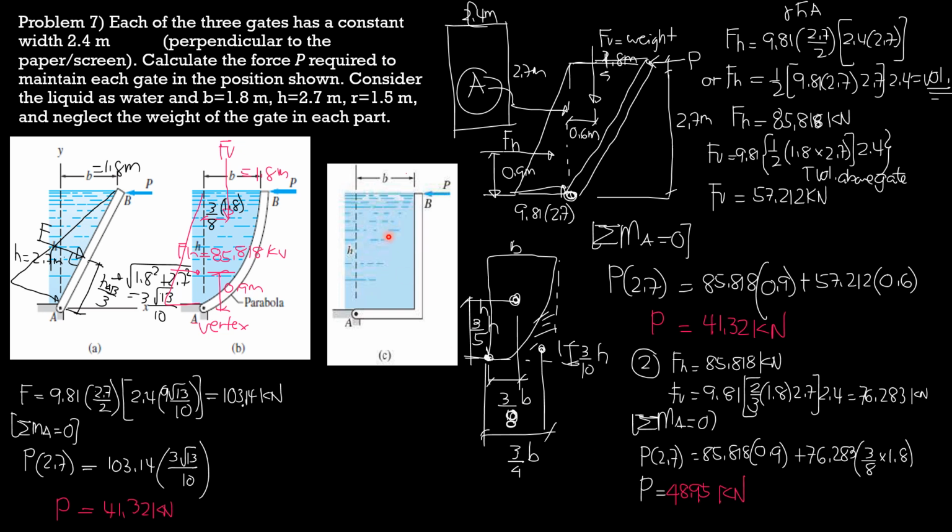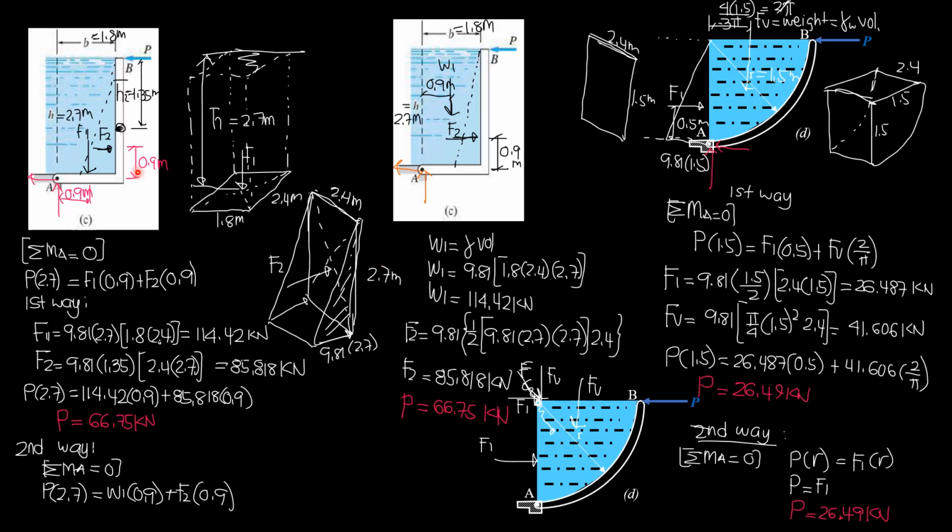So let's proceed to this gate here. For this gate, I'll present another two solutions. One is by purely using F equals specific weight times barred H times area. So the surface is horizontal in this case. Then the distance of the centroid is here. So barred H is 2.7. The distance from liquid surface to the centroid is 2.7.